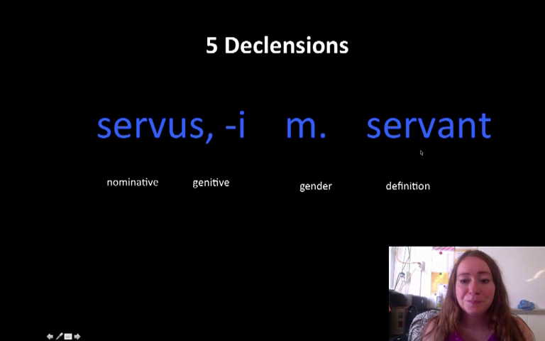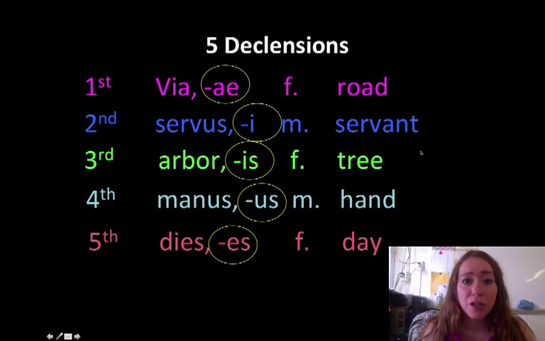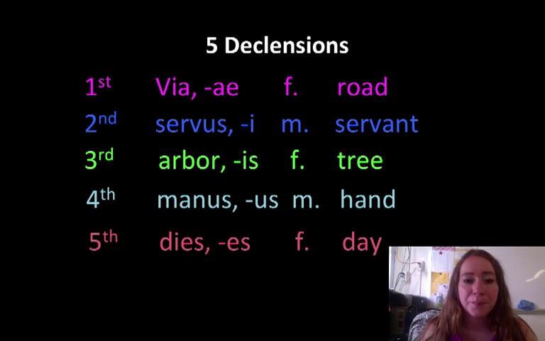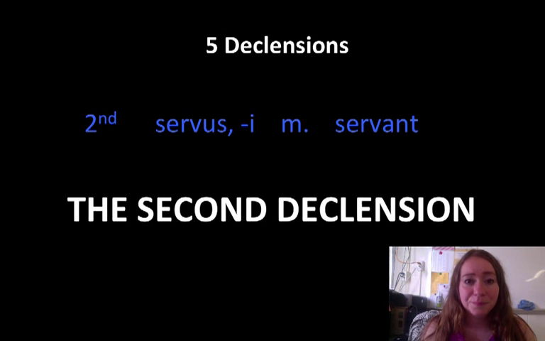And as you can tell from this entry here, we're going to see some different things than with the first declension. When we're looking at the declension of a noun, we're always going to look at that genitive singular form. In the first declension, we use the letters AE to represent the genitive. Well, now we're going to use the letter I to represent the genitive. And nouns that have an I in their genitive form will always be second declension. So now let's take a look at the second declension in detail.